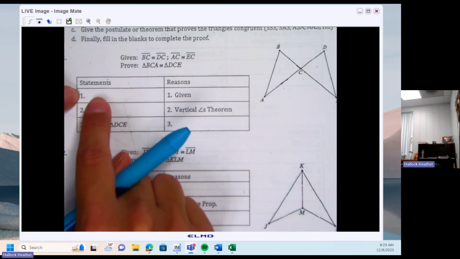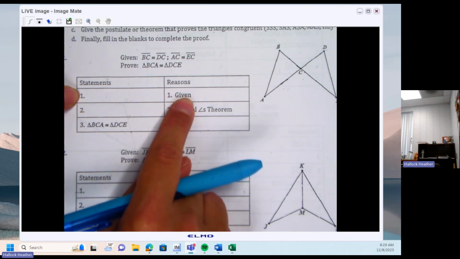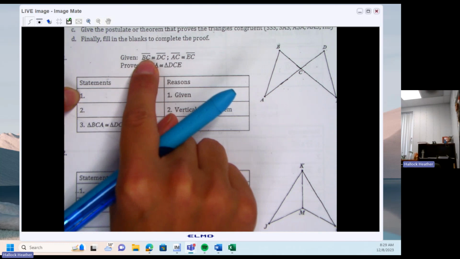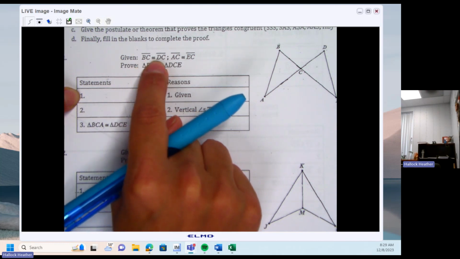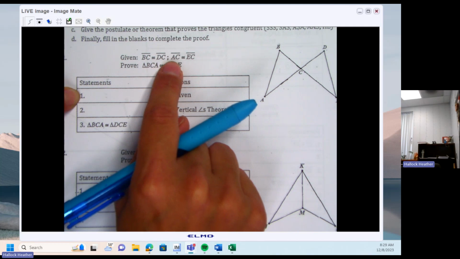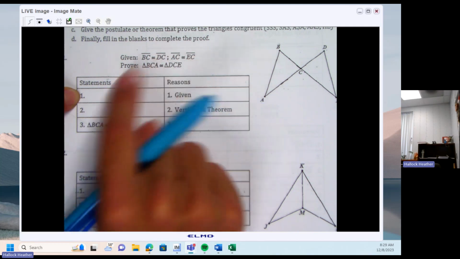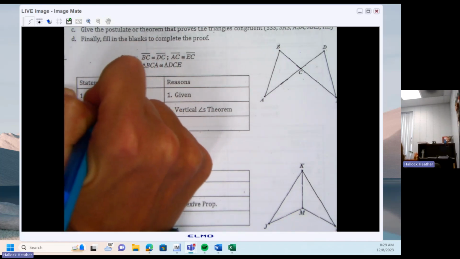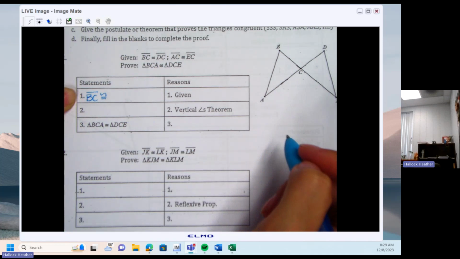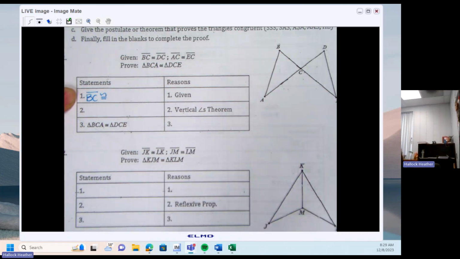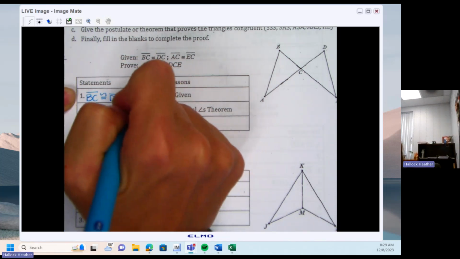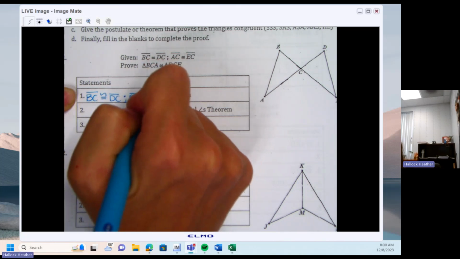The first box is always going to be the reason is going to be given. So we're going to take the statement that is given and we're going to put it in the first box because it's given. So what's given is that BC is congruent to DC and also AC is congruent to BC. So I'm just going to copy this little sentence right in number 1. So segment BC is congruent to DC. I'm also going to put AC is congruent to EC.